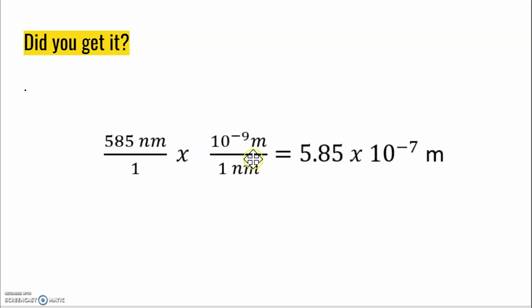Here it is, 585 nanometers. I have to put nanometers on the bottom, meters on the top. And you could use 10 to the negative 9th meters to 1 nanometer, or you could have said 1 meter equals 10 to the 9th nanometers on the bottom, but both give you the same answer in the end.